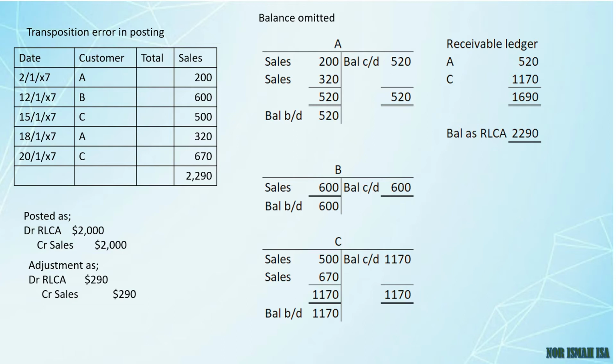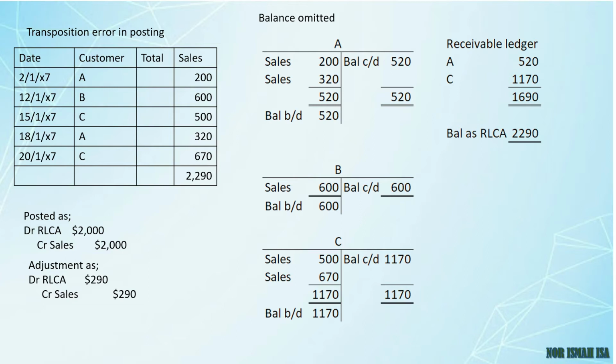So in the receivable ledger accounts, we have 3 accounts, which are A, B, and C, which are all correct. But when we do the list of balances for each customer, we only extract for A and C, so we omit the B account. As a result, the total balance is less than the actual.